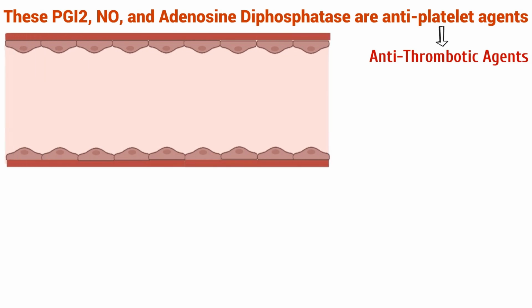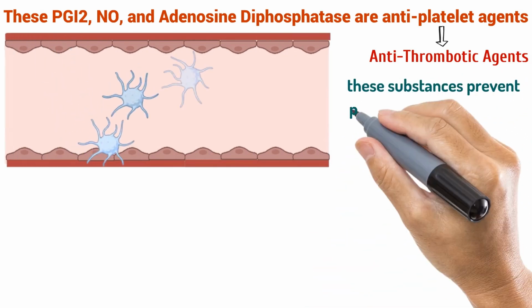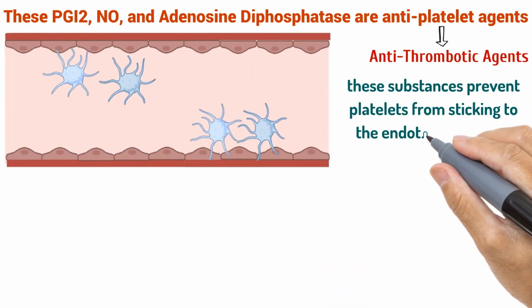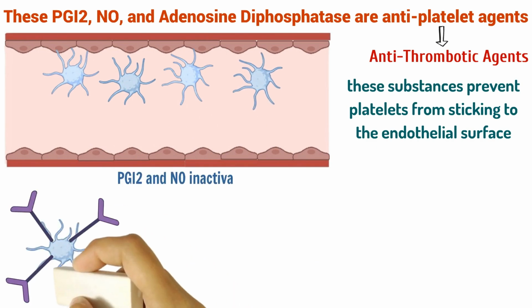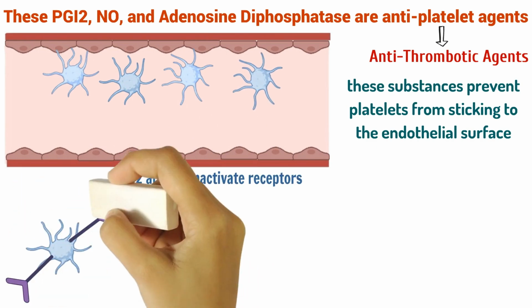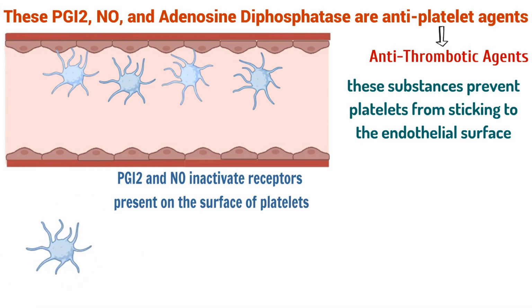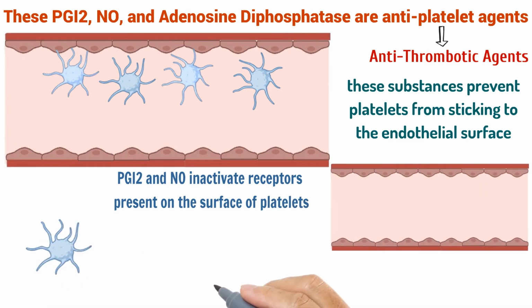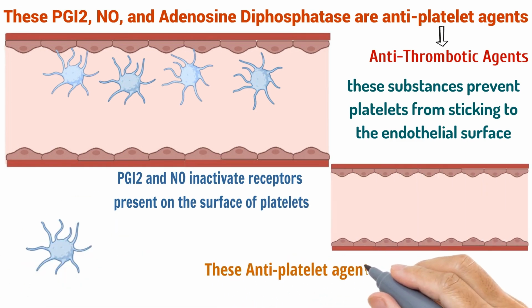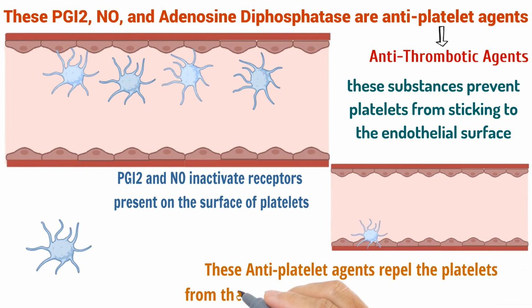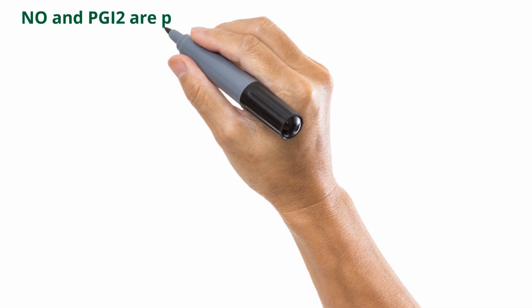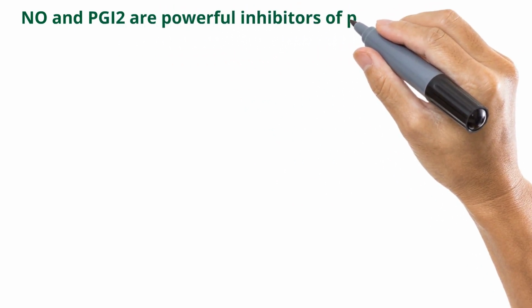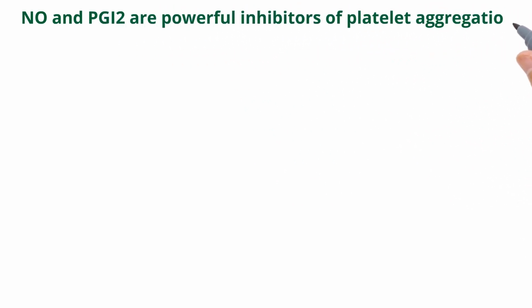This means these substances prevent the platelets from sticking to the endothelial surface. Actually, prostacyclin and nitric oxide inactivate the receptors present on the surface of platelets. That's how these anti-platelet agents repel the platelets from the endothelium and stop them from sticking. So, nitric oxide and prostacyclin are powerful inhibitors of platelet aggregation.